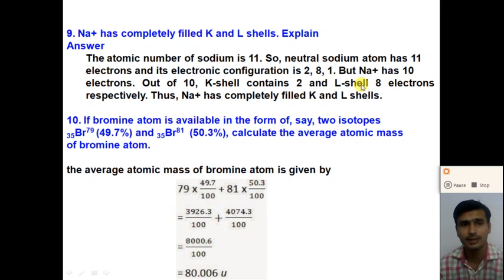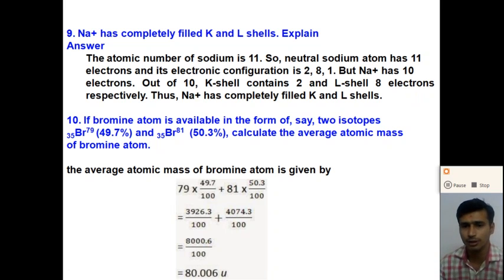But Na+ has 10 electrons. So from this sodium atom, 1 electron from the outermost orbit is removed out of the atom, and we get K cell completely filled and L cell also completely filled. So it becomes Na+. Why? Because 1 electron is out from the third orbit. Out of the 10 electrons, K cell contains 2 electrons and L cell contains 8 electrons. That means K cell and L cell are completely filled.